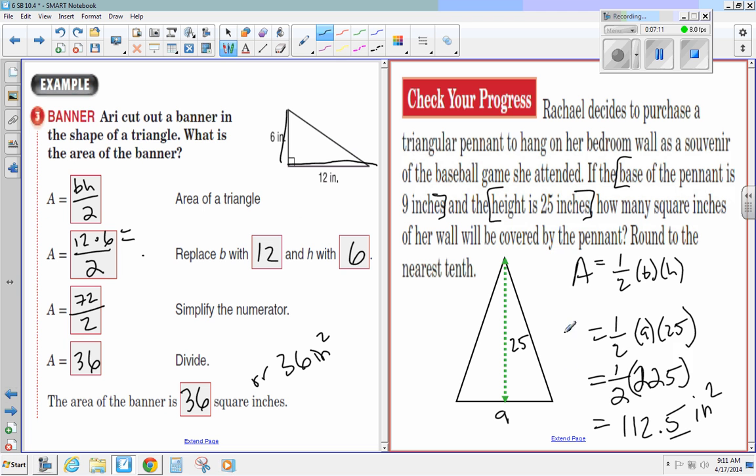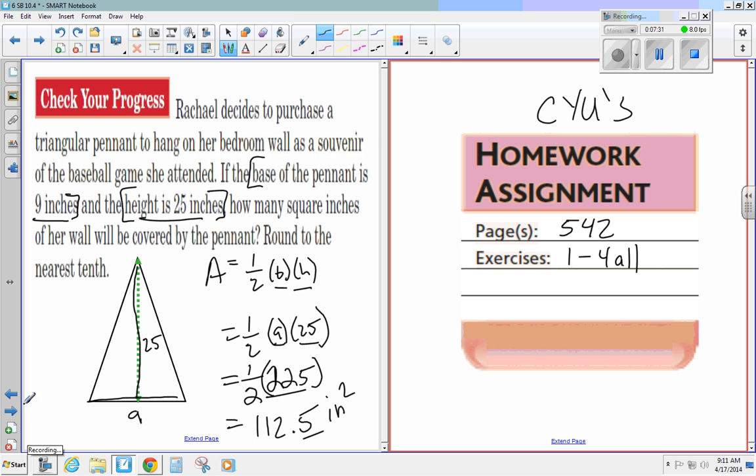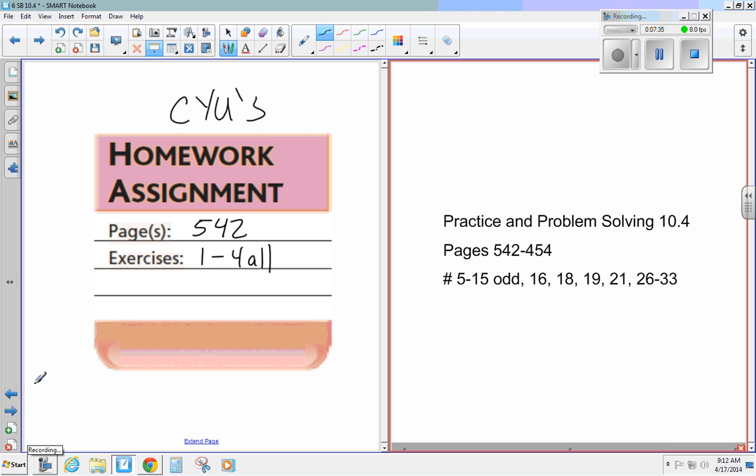Please make sure you get these down. I don't remember when the video stopped, but base was 9, height was 25. Plug the numbers in, base and height, multiply, and simplify. So the CYUs are 1 through 4, and these are the problems.